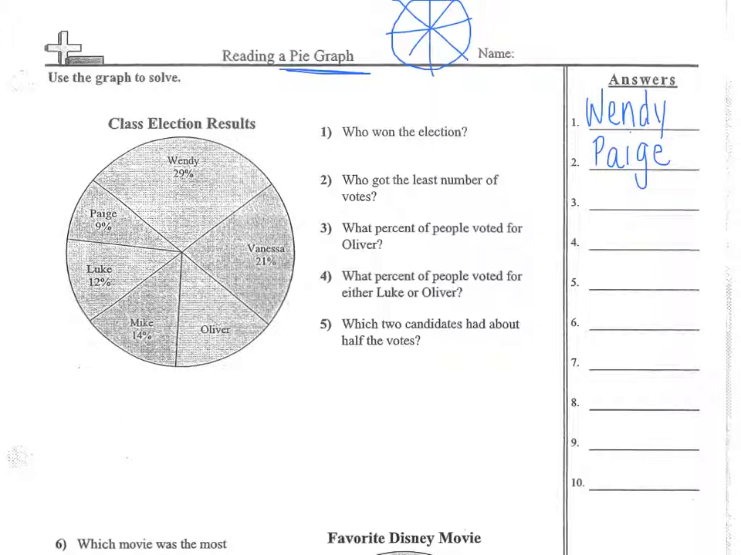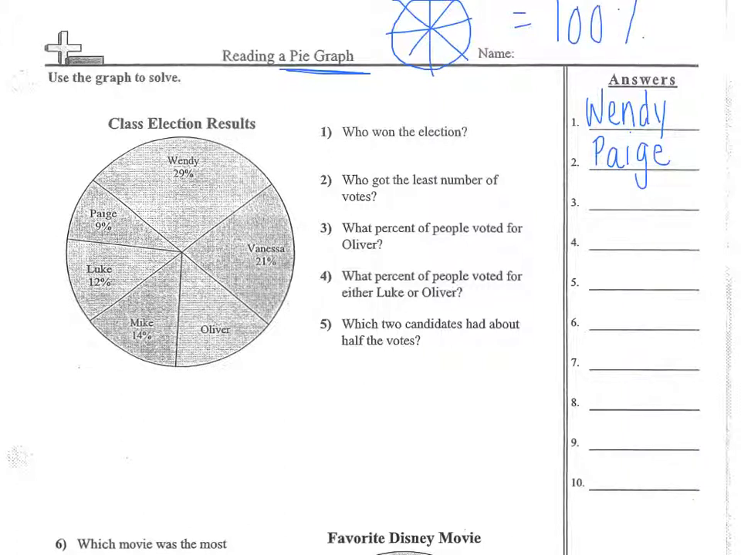Now, number 3 is really tricky. It says, what percent of people voted for Oliver? So, of course, I want to look at Oliver's name, and I see there isn't a percent there. And I want to know why. Well, because I want you to figure it out. So, 1 pie is always equal to 100%. So, I have to do a 2-step cross-check.